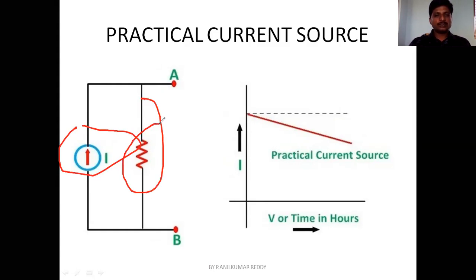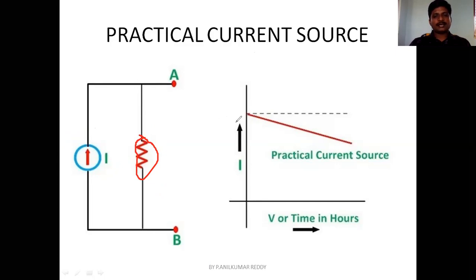And let me tell you one thing, the internal resistance of an ideal current source is infinity, an infinite amount of resistance. But practically, current sources will have a large internal resistance, its value is very high. Okay, a high resistance is connected across the practical current source.